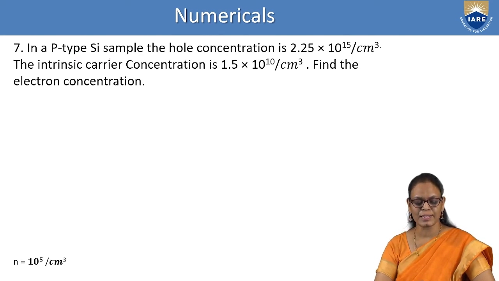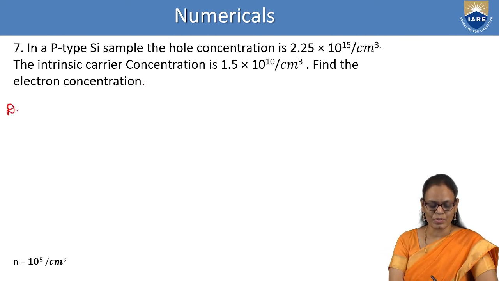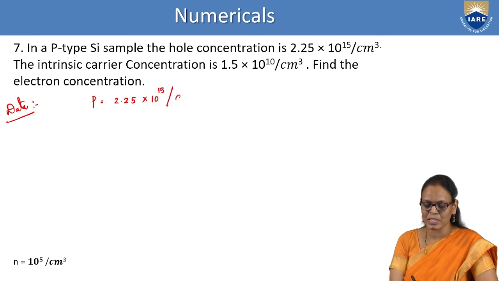In a p-type silicon sample, the hole concentration is 2.25 into 10 power 15 per centimeter cube. The intrinsic carrier concentration is 1.5 into 10 power 10 per centimeter cube. Find the electron concentration. It's a very simple numerical. So first we'll write the data. Hole concentration is given. So the hole concentration is represented by P. P is 2.25 into 10 power 15 per centimeter cube.